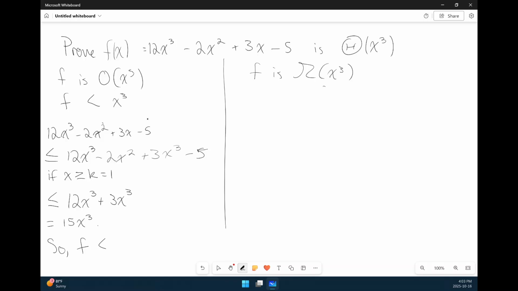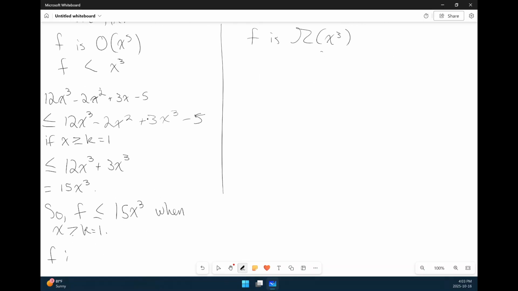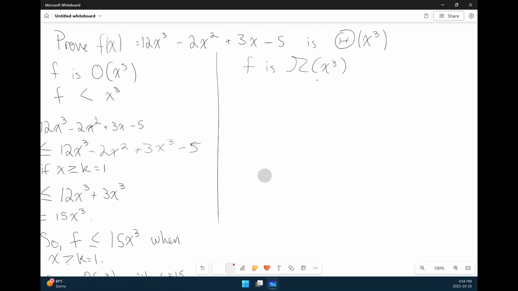So f is less than or equal to 15x cubed when x is greater than k equals 1. And then you could write f is O of x cubed. And I would write this specific point just for grader's sake. I know some of them get really stringent about identifying your c and k. f is O of x cubed with c equals 15, k equals 1 as witness. So that's the first half done.